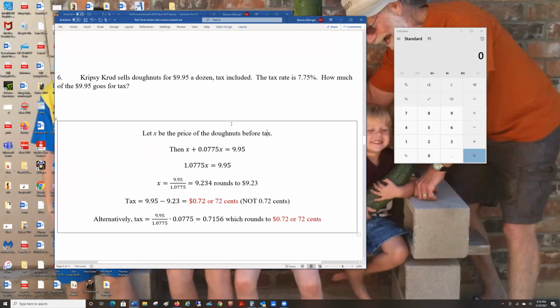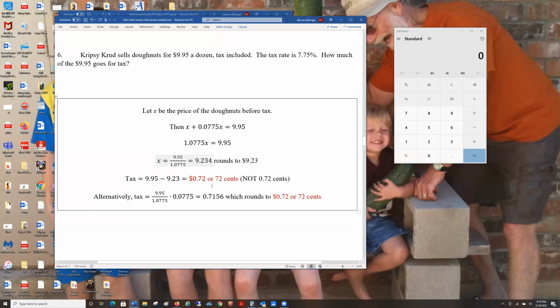Number six, $9.95 includes the tax. So let X be the price of the donuts before the tax. X is added to 0.0775 times X, and that totals $9.95. Again, this is 1X, so 1X plus 0.0775X is 1.0775X. You divide and you get 9.234, which to the nearest penny is $9.23.